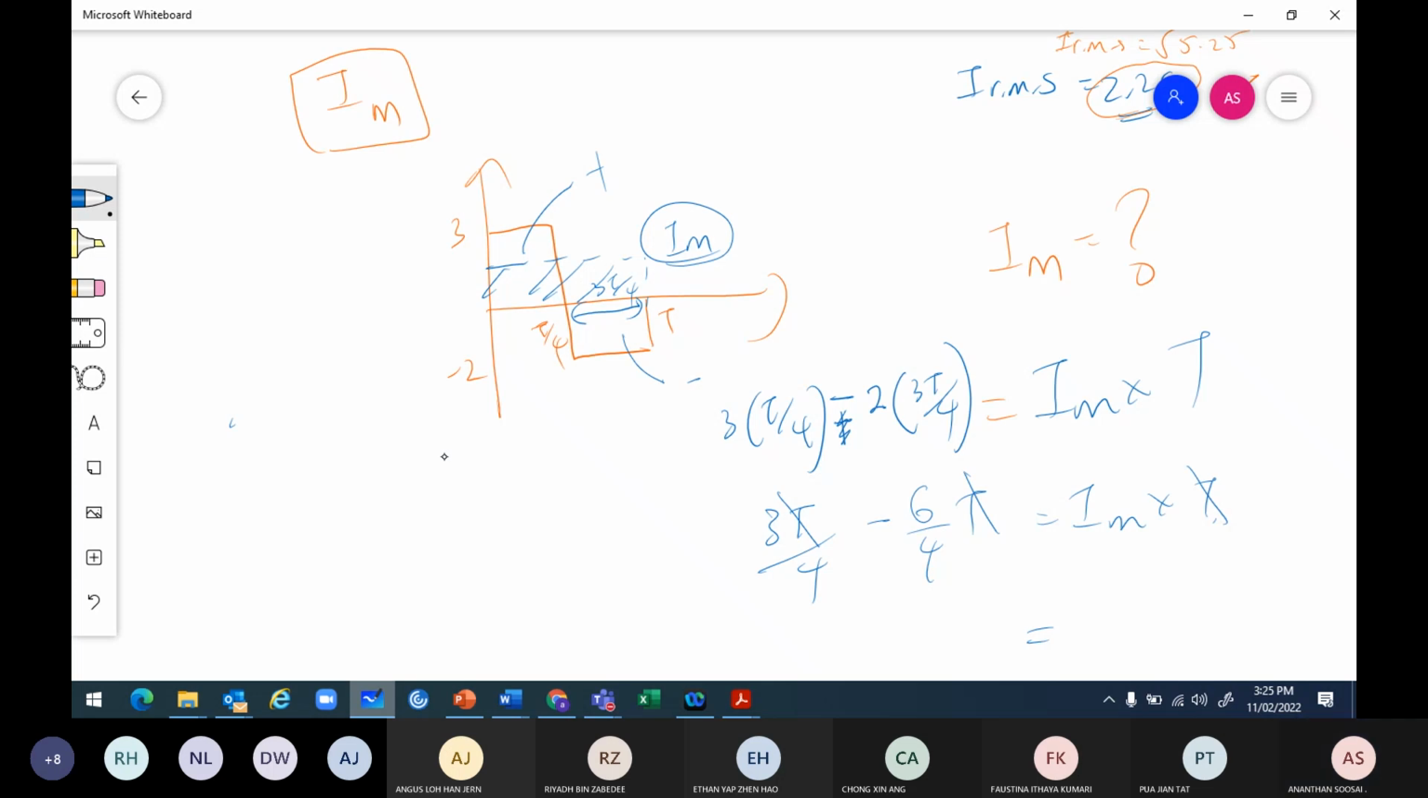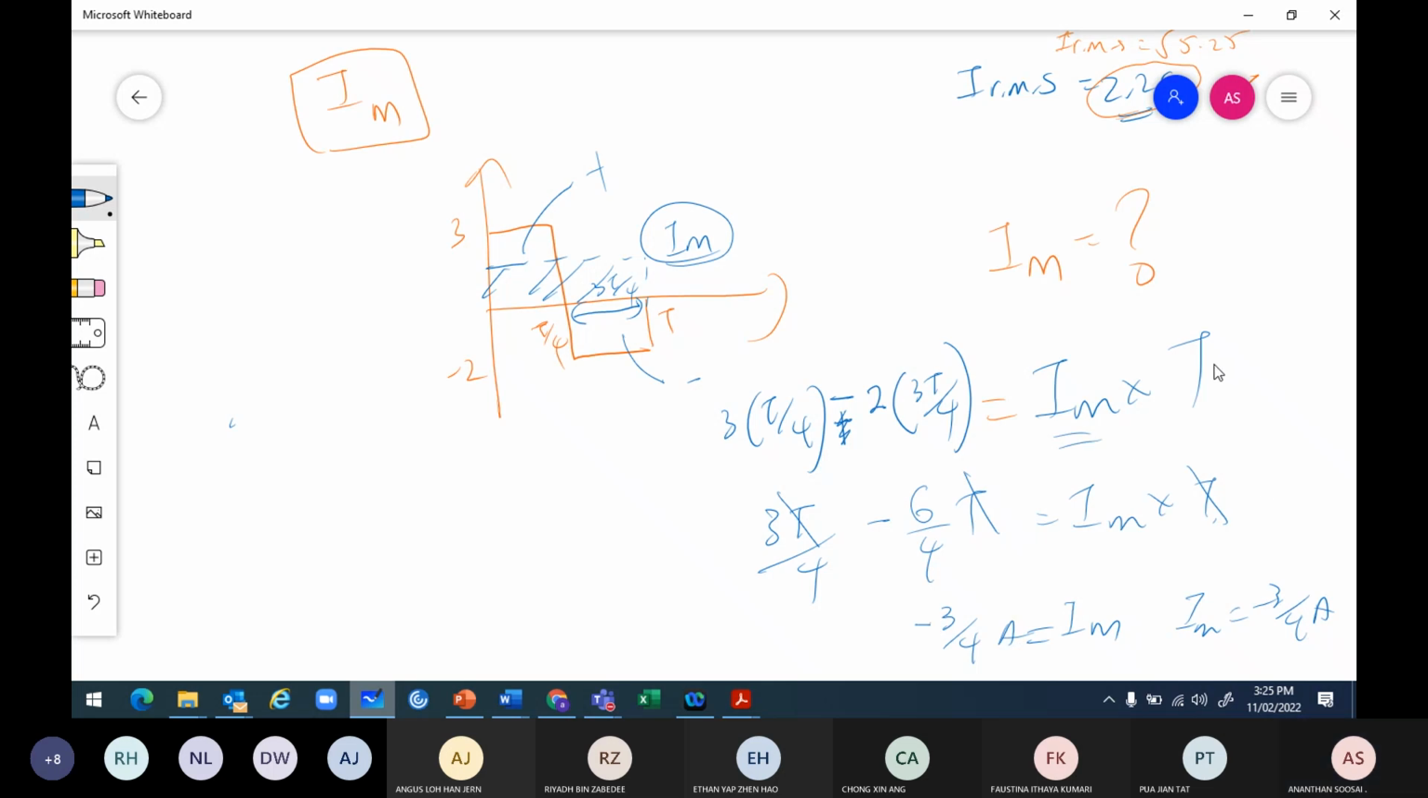Because 3T over 4, yes, correct, the bottom area is more, so it is negative. So you got negative 3 over 4 ampere. So the mean current here is negative 3 over 4 ampere. The negative shows that the majority of the current moves in the negative direction. This is mean current.